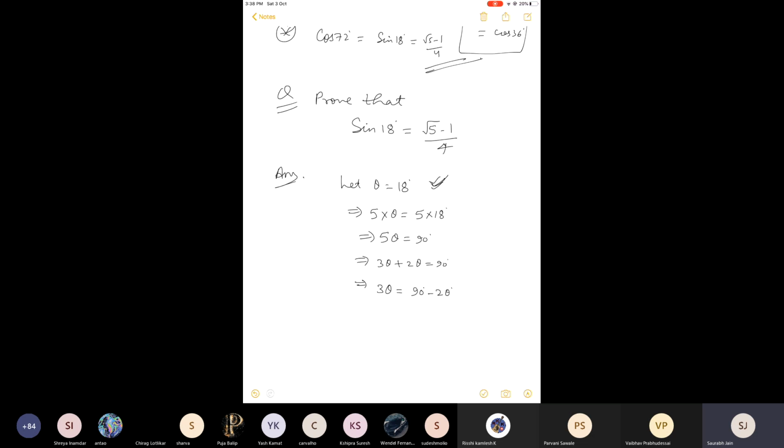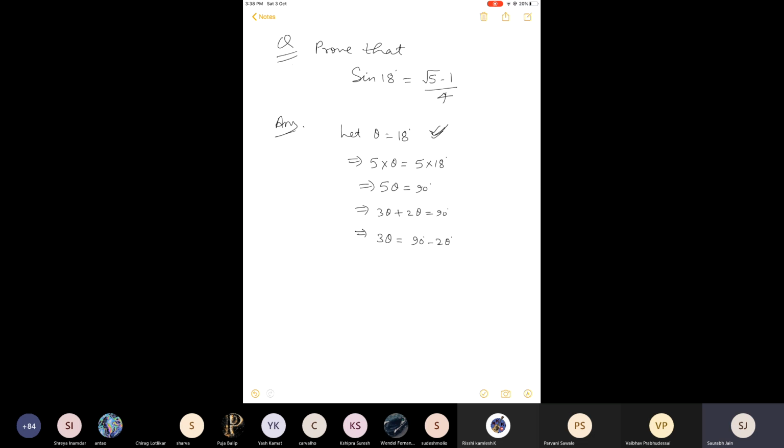and 3 theta becomes 90 minus 2 theta, right? 90 minus 2 theta. Finally, let us take sine both sides. No, wait a minute. Let us take cos both sides. You'll know the reason why I'm taking cos. I'm supposed to find sine 18. Why are we taking cos? We'll come to know.